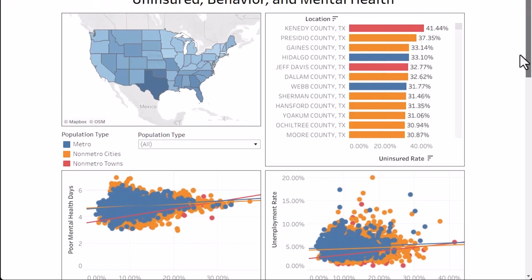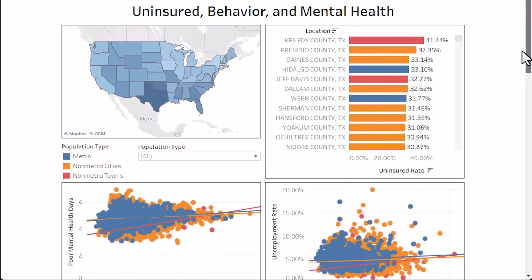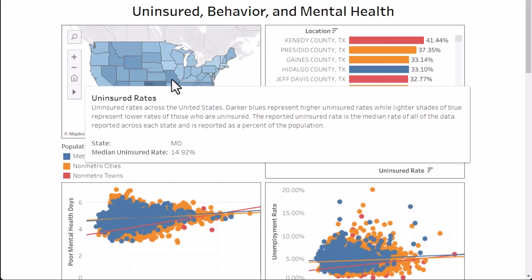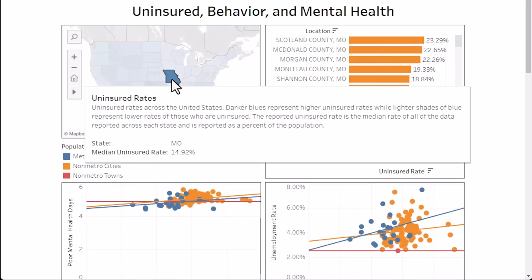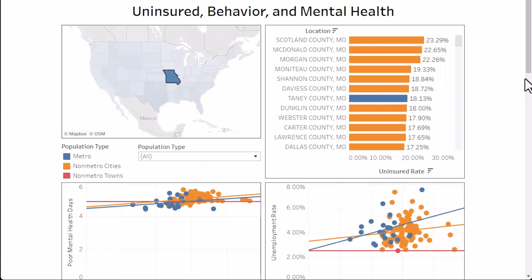Now, this is actually an interactive dashboard, so we can filter. Let's start off by saying that we want to look at only data from the state of Missouri. If we click on Missouri, we see that Missouri has a median uninsured rate of 4.92%. And now the dashboard updates or refreshes to show only data from the state of Missouri.